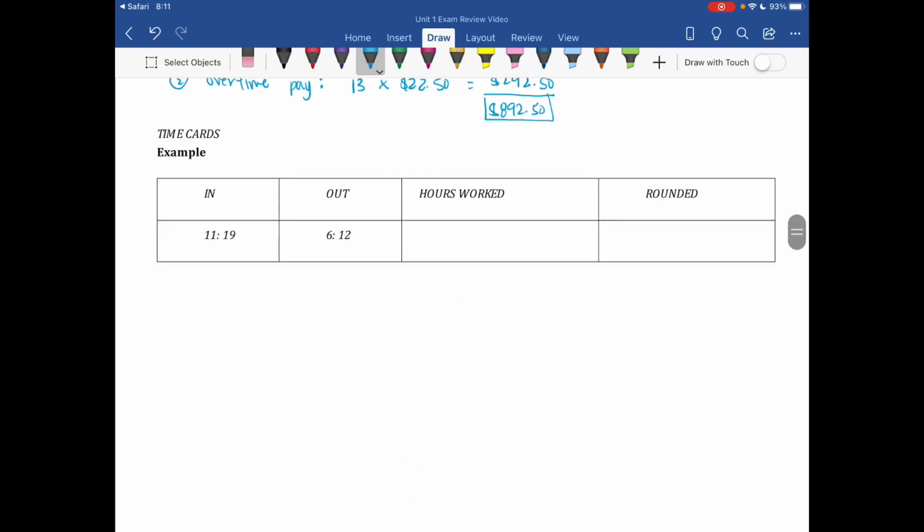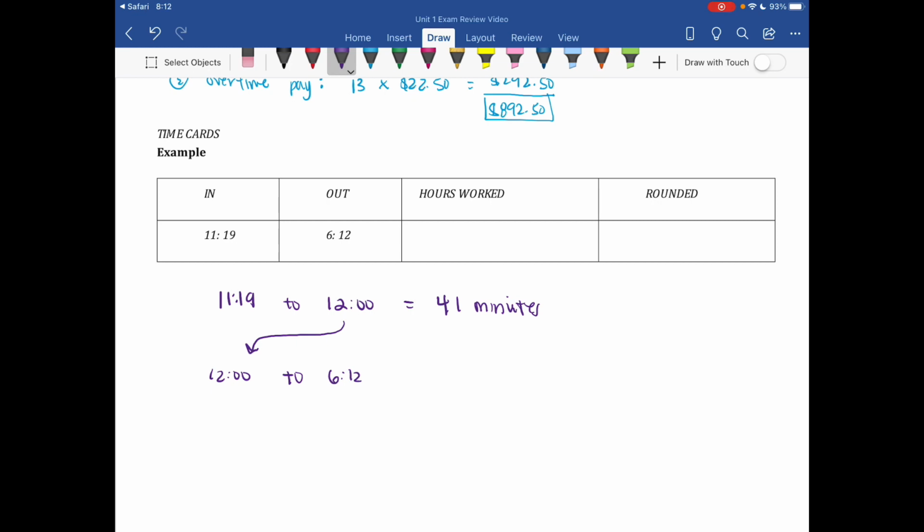When calculating the time card, if they went in at 11:19 and out at 6:12, we always have to start with the time they went in at. Then we can go to the next hour, which would be 12 o'clock. And to get there, that took a total of 41 minutes. Then you're going to take that hour you just went to as your new starting point. And you're going to go to the ending time, which was 6:12.